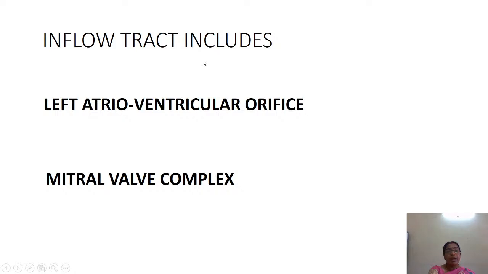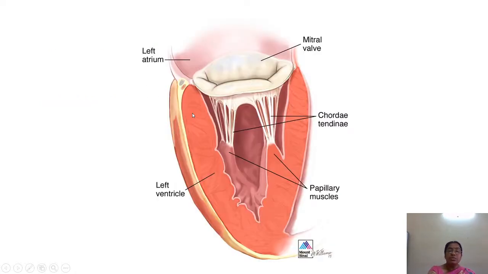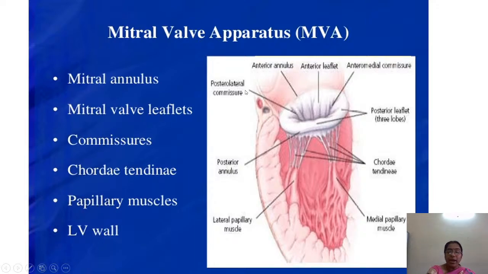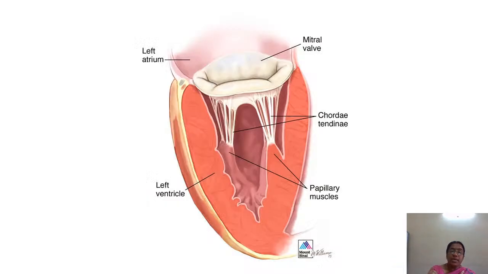So the inflow tract includes the atrioventricular orifice along with the complex. When you see the inflow tract of the ventricle, whether right or left, on the left you see a mitral valve complex, but the right side consists of a tricuspid complex, because on the left side it is a mitral valve, but on the right side it is a tricuspid valve. So this is the left side. This complex is called the mitral valve complex.